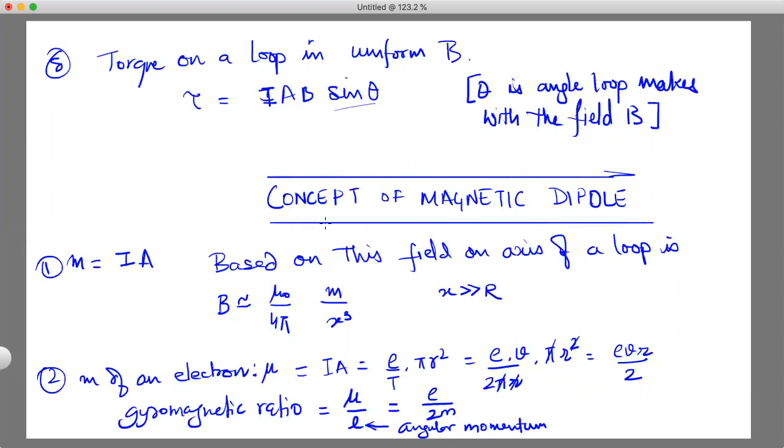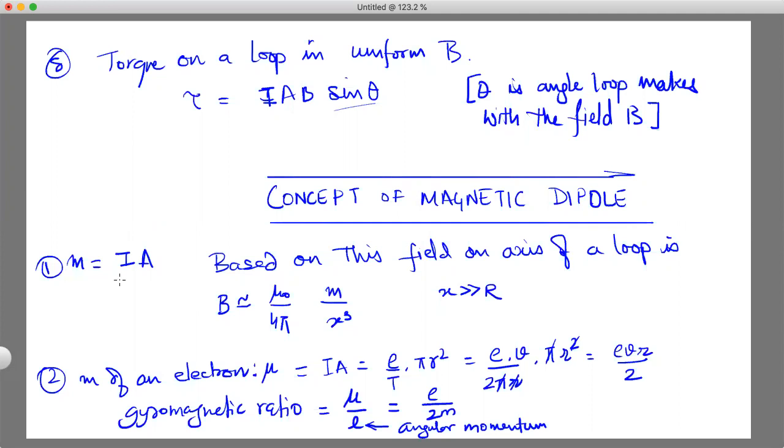Other than this, there is another concept explained, which is the concept of magnetic dipole. It is analogous to the electric dipole, although it's generated because of a very different phenomenon. It is given by m is equal to IA, where I is the current in the loop and A is the area of the loop. And the beautiful thing is that this is true even if the loop is not circular, so this becomes a very powerful relationship.